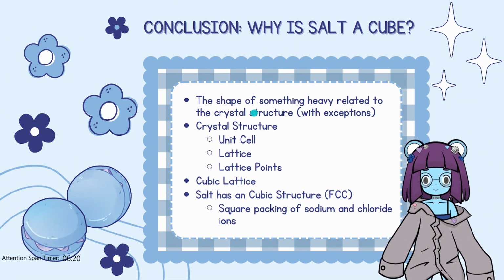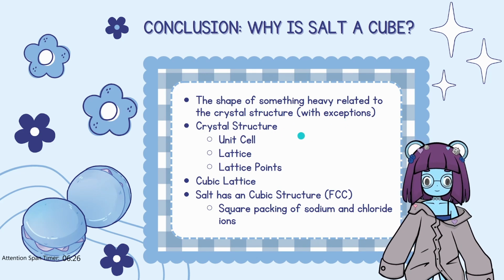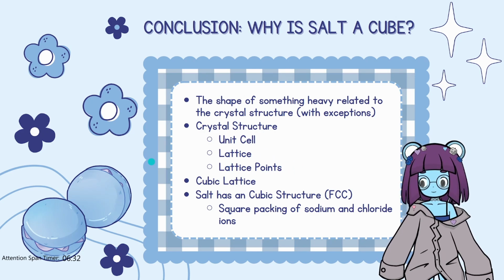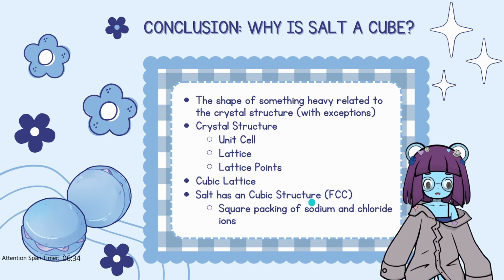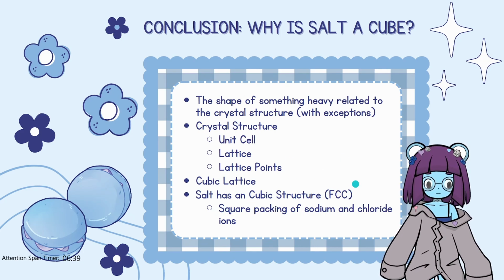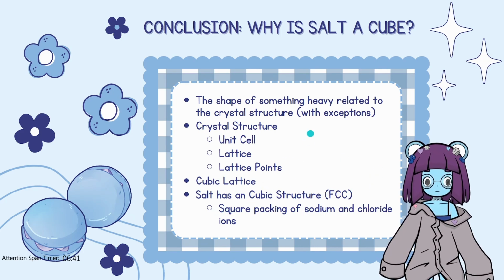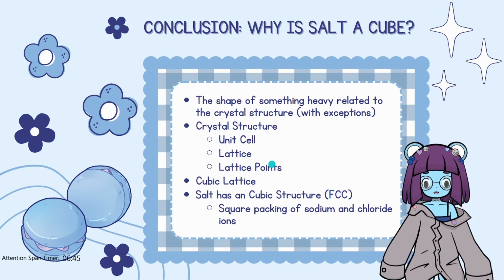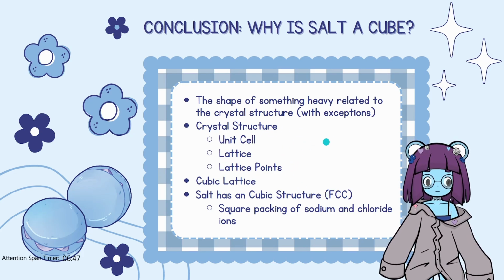In conclusion, why is salt a cube? It's because the shape of something is heavily related to the crystal structure. The crystal structure is defined by the unit cell, lattice, and lattice points. In this case, salt has a cubic lattice, specifically an FCC, so the square packing of the ions is what makes salt a cube. Basically, salt is a bunch of tiny cubes that are made up of ions, and therefore giving it a cube appearance.